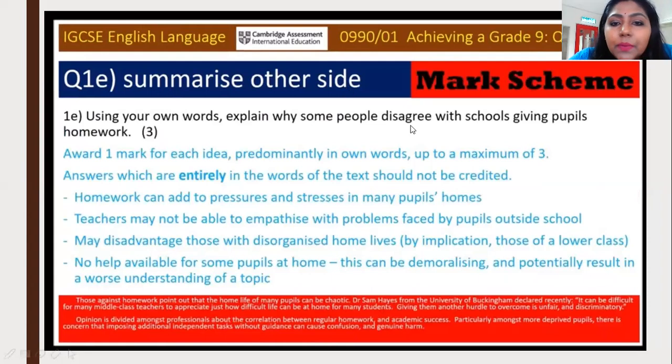Now, why some people disagree with schools giving pupils homework. So 3 marks, that means we are looking for 3 reasons. So what is the first reason? Homework can add to pressures and stresses in many pupils' homes. Teachers may not be able to empathize with problems faced by pupils outside school and may disadvantage those with disorganized home lives, like implication of those from lower class, and also no help available for some people at home. This can be demoralizing and potentially result in a worse understanding of a topic. So these are the points which have been summarized in the candidate's words, without copying word by word from the original text.